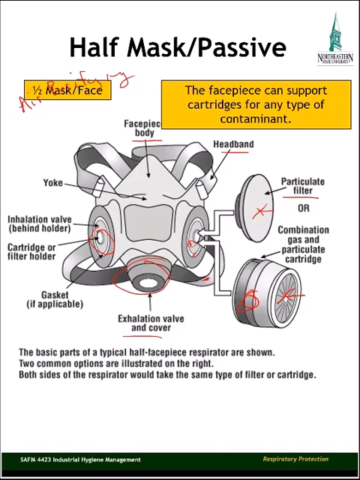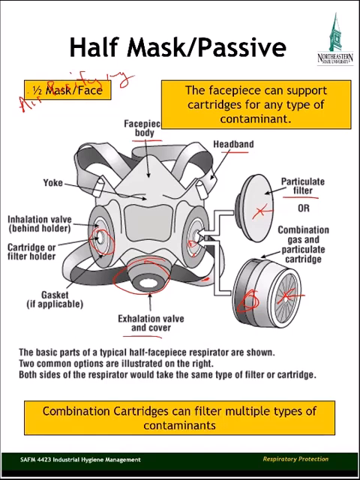And these respirators will generally be able to support a wide variety of cartridges for any type of contaminant. Now, one thing to keep in mind: if you buy one brand of face piece, say the body of your respirator, MSA is a popular brand. If you buy an MSA face piece or body, you're also going to need MSA cartridges. The cartridges are not normally interchangeable between manufacturers.